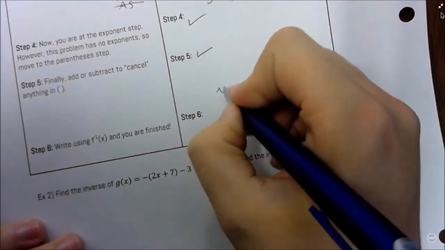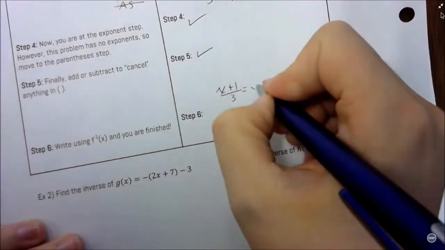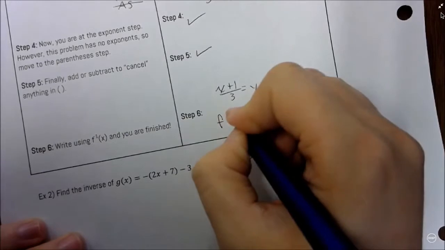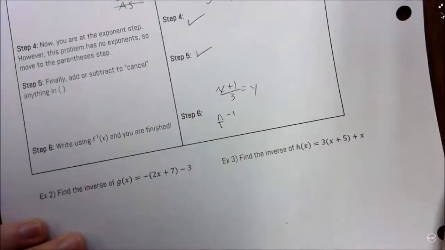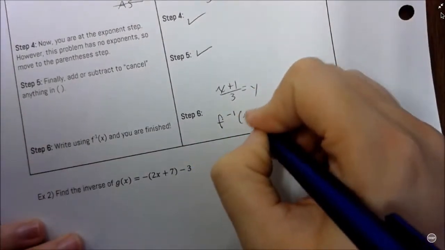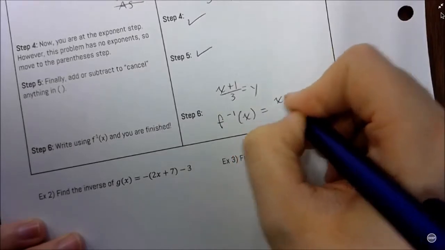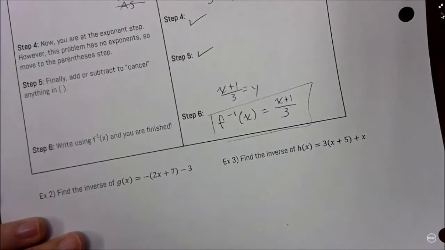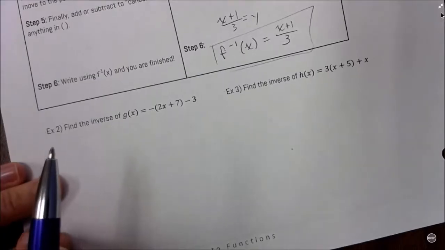So let me rewrite my problem. So that's what I had. So instead of writing y, I'm just going to name the function. It was function f. Now it's the inverse of function f. And that's it. So I found the inverse of the function. Let's try number 2.